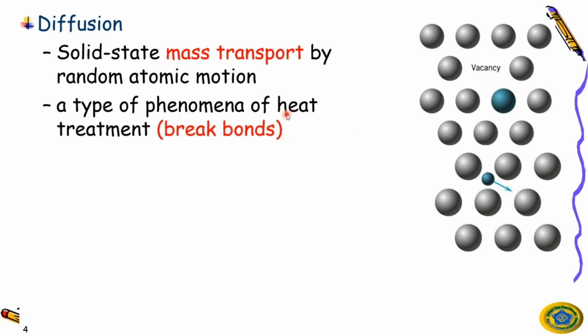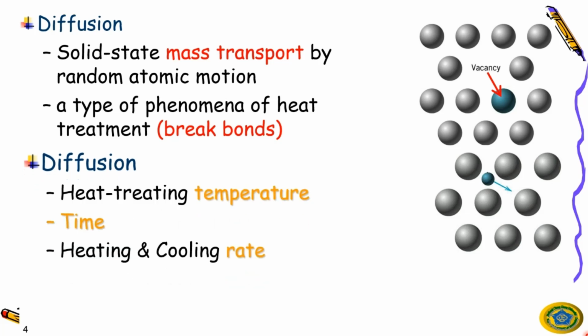That's why you need what? You need energy. And where is the energy from? Thermal energy. So you need to increase the temperature in order to break bonds and then to form the bonds. Right, so diffusion is related to the temperature and also the time. If you increase the temperature, you make the diffusion go through 1 minute or 1 hour, they will tell you a different story. Okay, and also related to the heating and cooling rate.